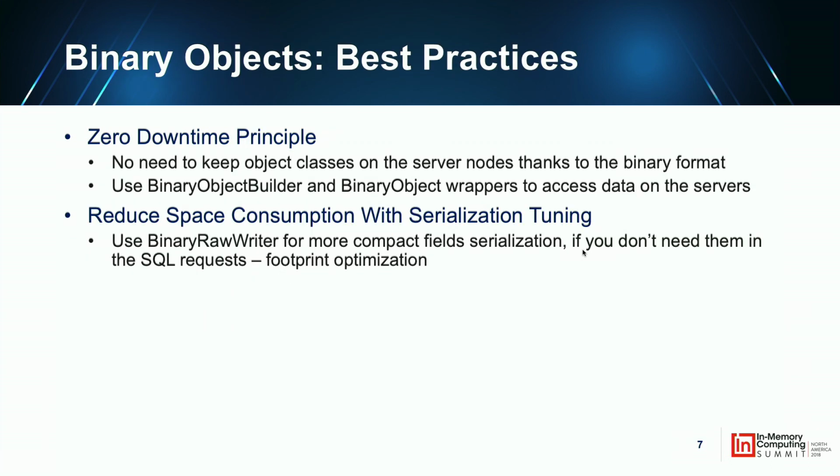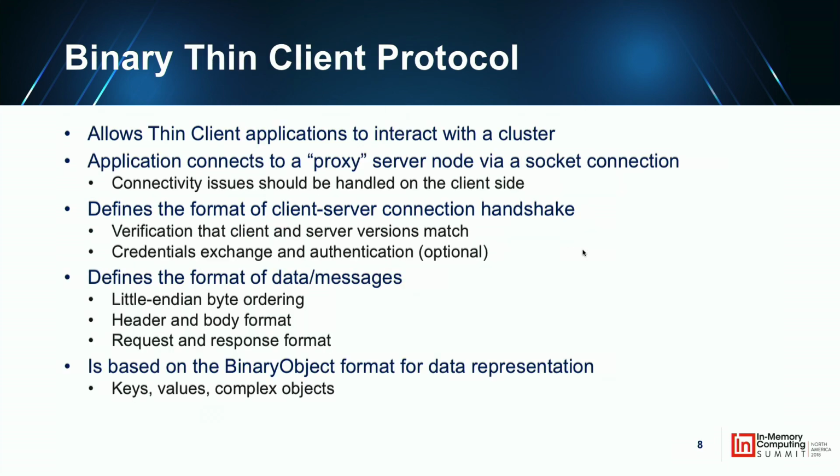requests. However, if you don't need this ability, you can optimize the data size by using binary row writer, which eliminates the references and the tags of field names and type names, and it's a more compact representation in general, which helps to optimize footprint, the space on the storage or when you transfer something.